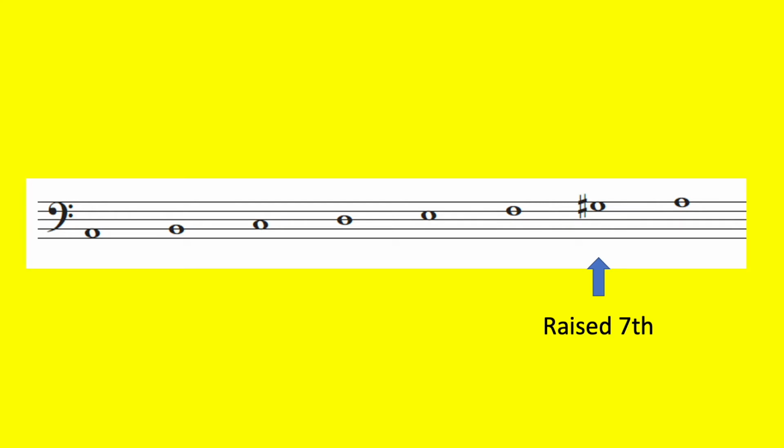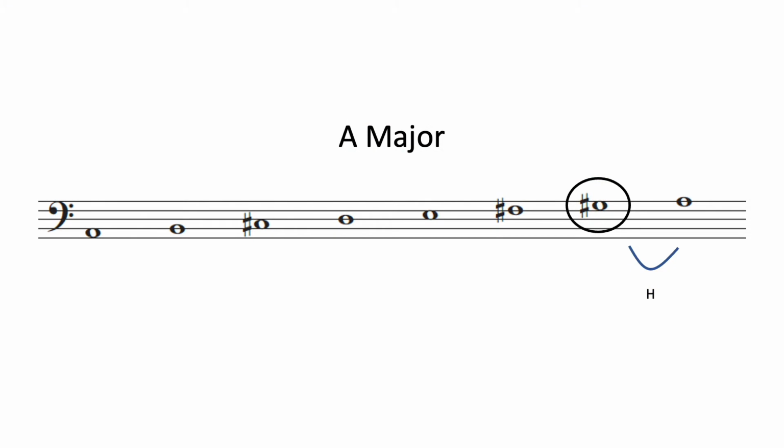When I raise the seventh like that, it creates a half step between the seventh scale degree and the main note, the G sharp and the A. So why is that special? Well, because we've seen this before. Where have we seen it before? Oh, in the A major. In the A major scale, we also have a G sharp leading to A. Let's listen to A major real quick.